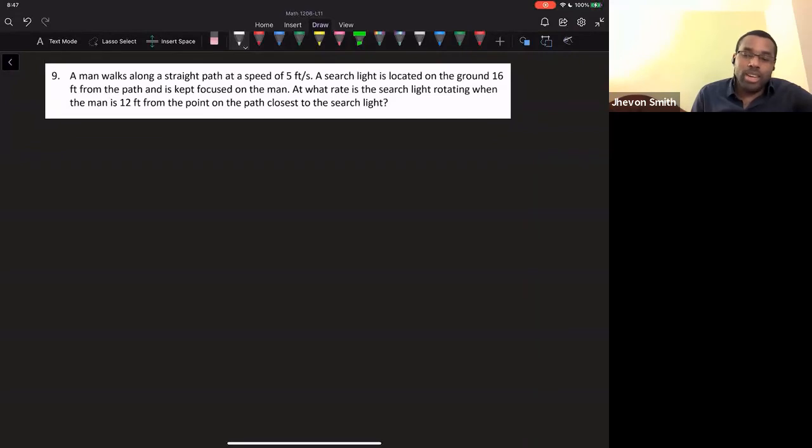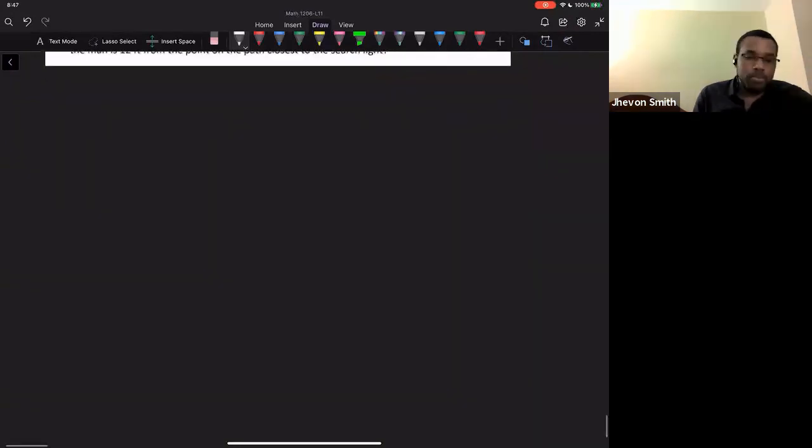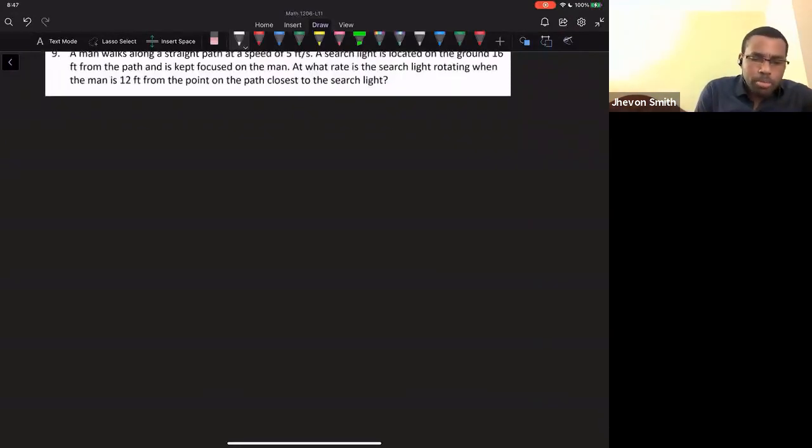A searchlight is located on the ground 16 feet from the path and is kept focused on the man. At what rate is the searchlight rotating when the man is 12 feet from the point on the path that's closest to the searchlight? A couple things you have to remember here is that the point closest to something is the point that's at a perpendicular distance from it.